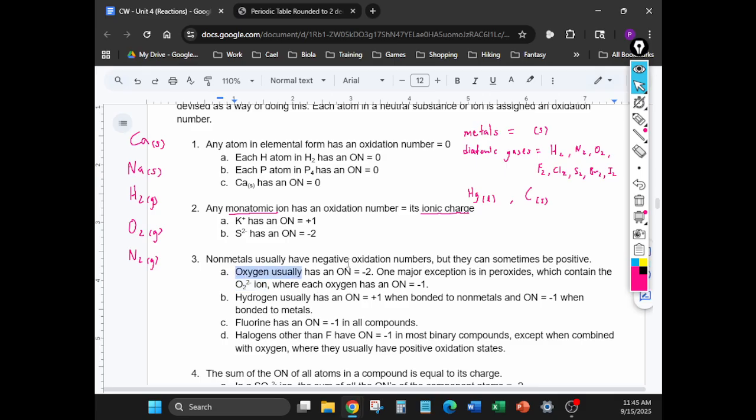Just remember, oxygen in 99.9% of cases will be -2, and you can use oxygen to find the oxidation numbers of everybody else. If you want to memorize these, you can, but I wouldn't. I didn't remember these rules when I was taking my first college chem classes, and I was totally fine. I just remembered oxygen's -2.